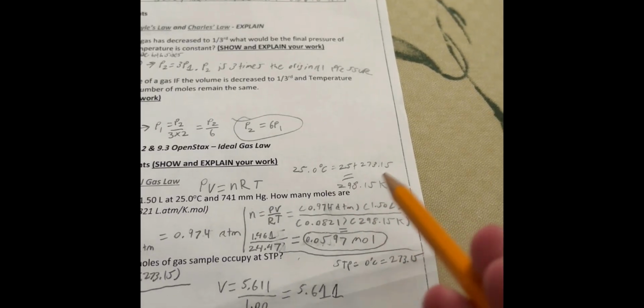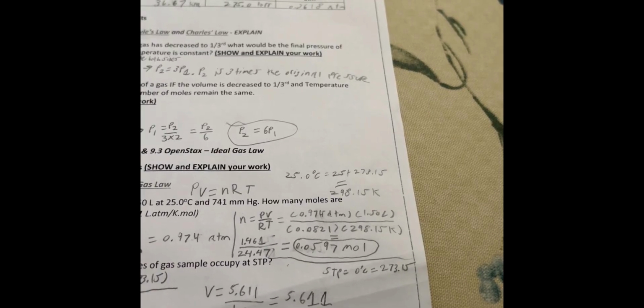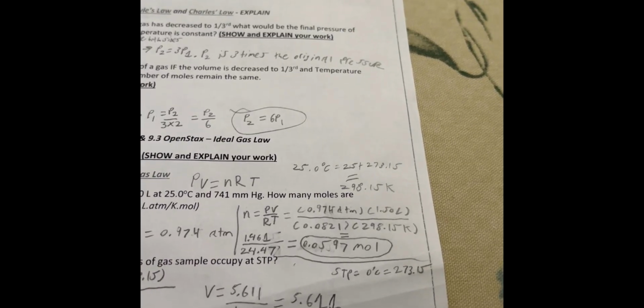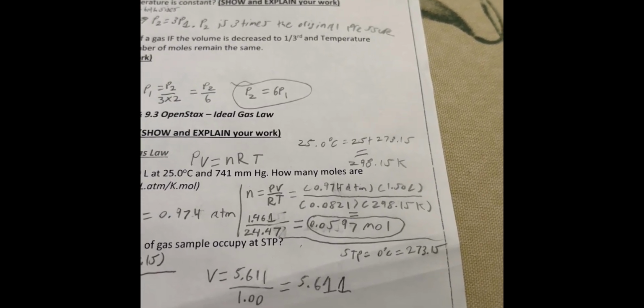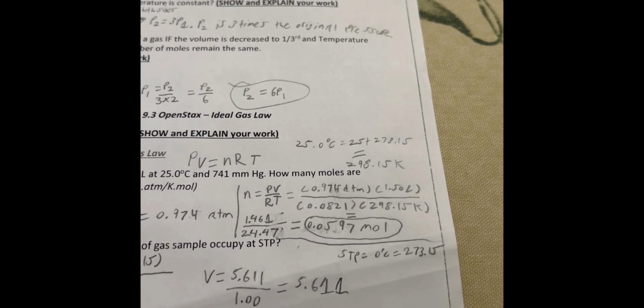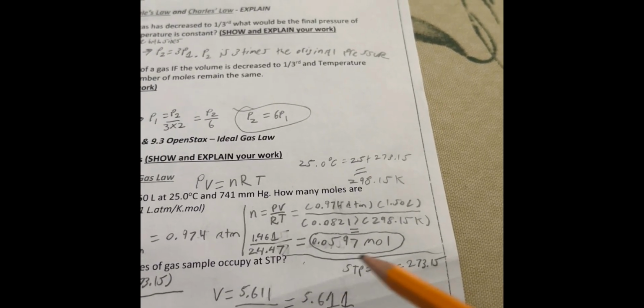And we additionally need to convert temperature from Celsius to Kelvin, which is 25 plus 273.15, which comes out to be 298.15. Now we need to rearrange the ideal gas law equation to solve for number of moles. This will look like n equals P times V over R times T. And this equation essentially will be, with our values, 0.974 times 1.50 over 0.0821 times 298.15. And the final value will come out to be 0.0597 moles.